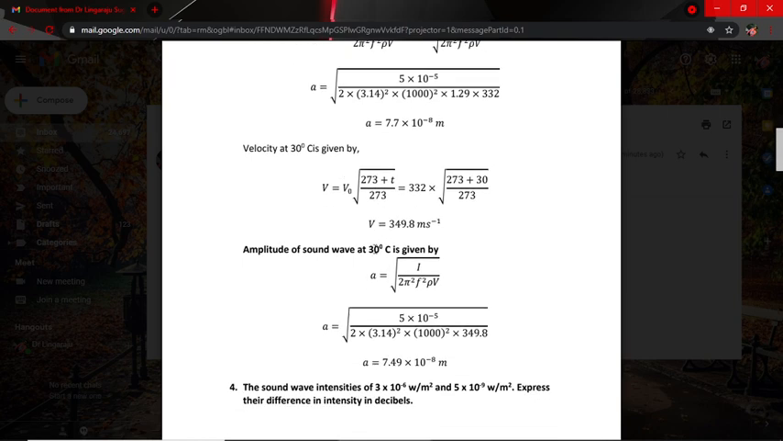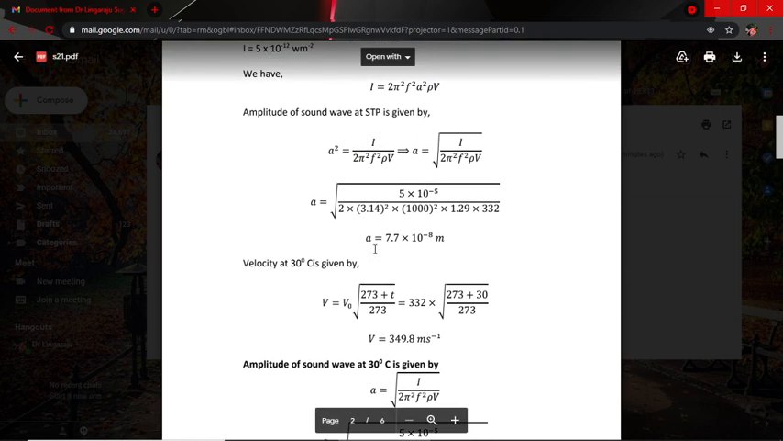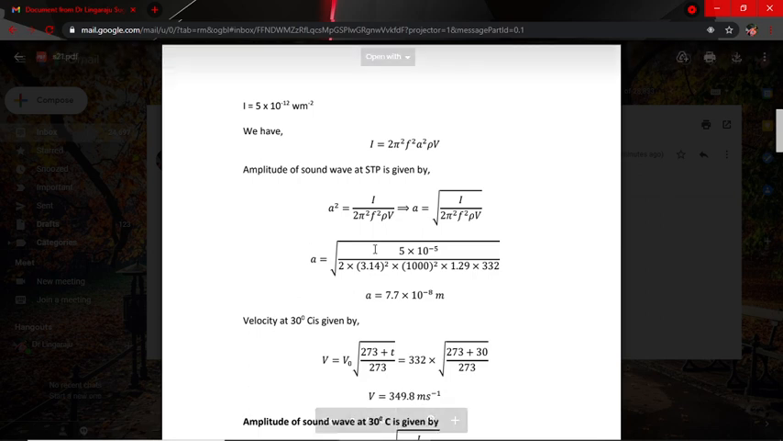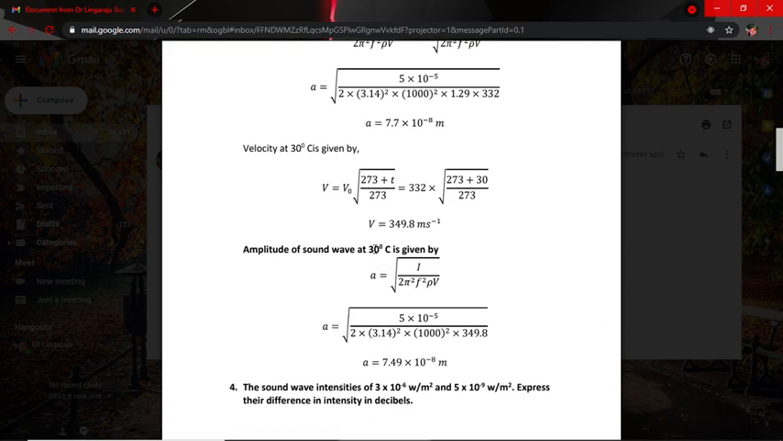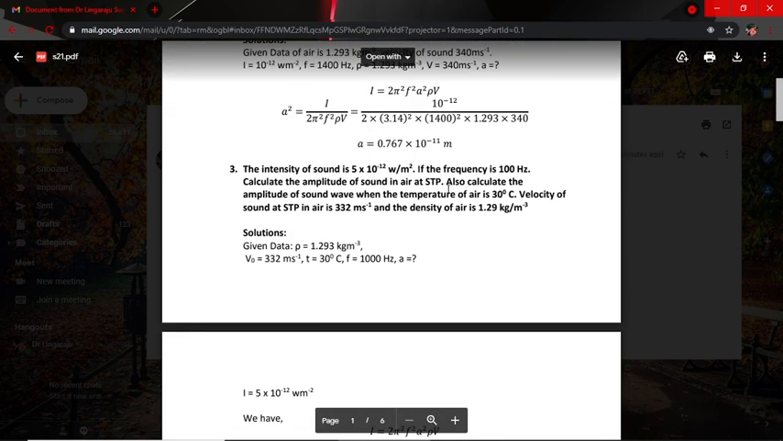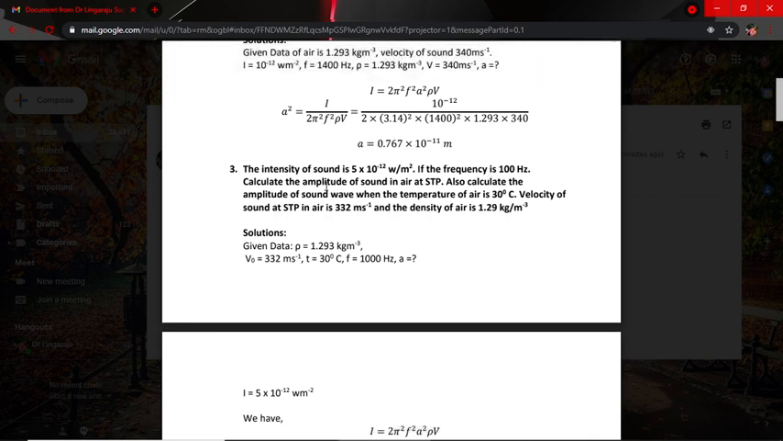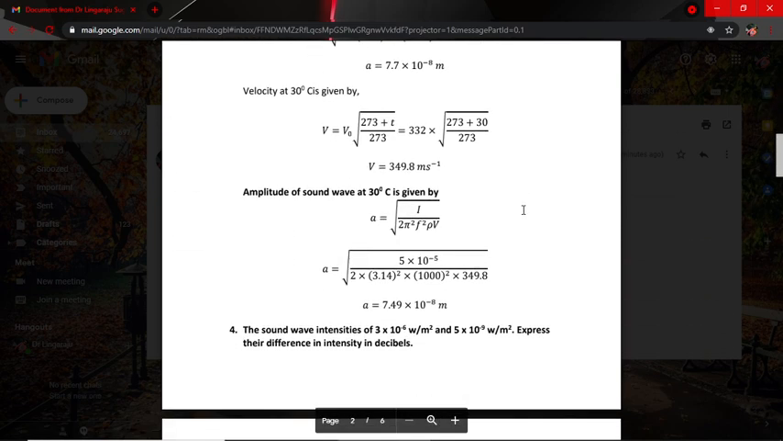And next, we have to calculate the amplitude of the sound wave at STP, which is given. Next, if it is at 30 degrees, what is the value of the amplitude? Whether it is constant or varies, we have to calculate, because here they are asking two steps. Calculate the amplitude of sound in air at STP and also if it is at 30 degrees. In the second step we calculate at 30 degrees: A is equal to square root of I by 2 pi square F square rho V.